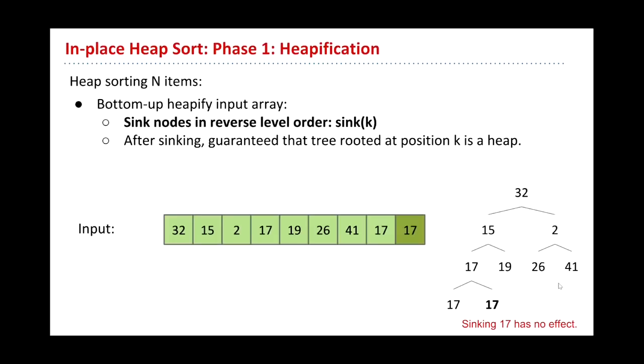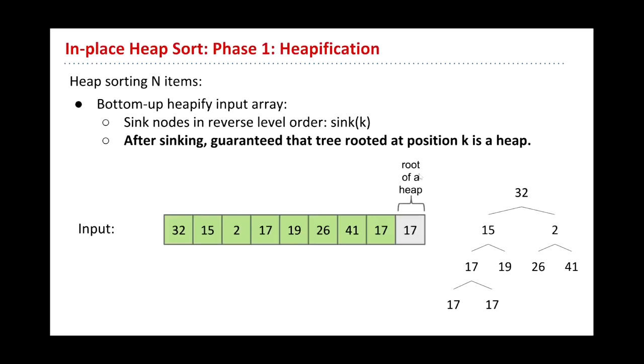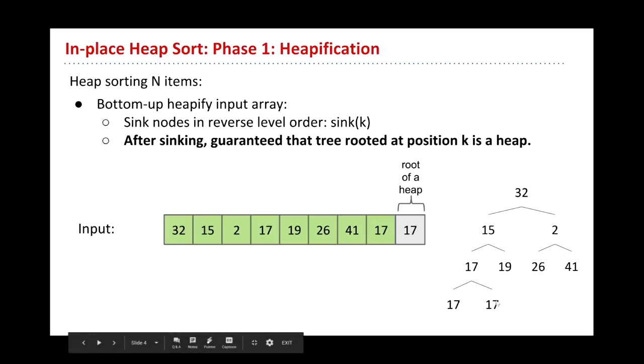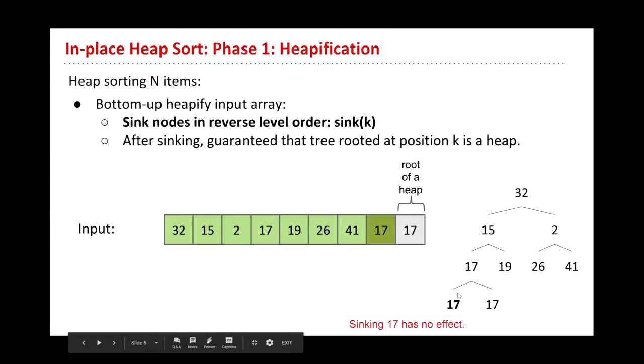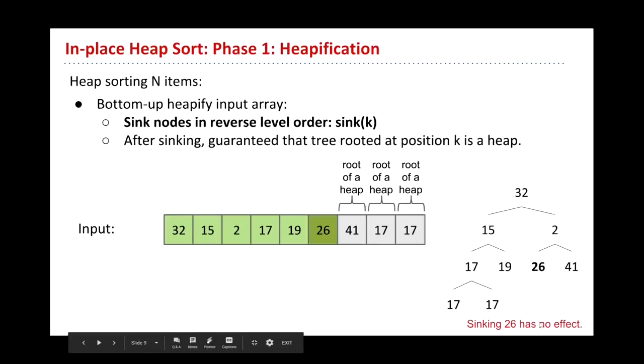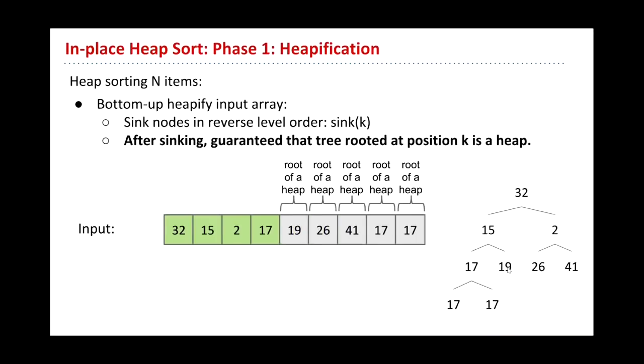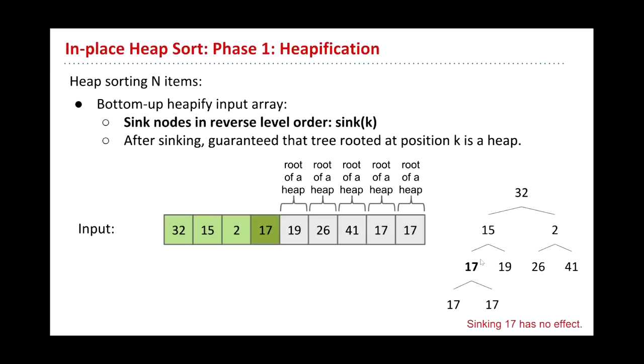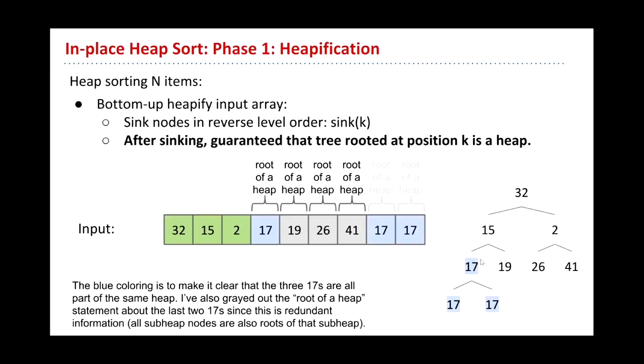So if I sink 17, it has no effect. There's nowhere to go. So I hope you agree with me that 17 is the root of a very small heap. 17 here, if we sink that, what happens? Nothing. What about when I sink 41? Nothing. When I sink 26, nothing. When I sink 19, nothing. So those are 5 little baby heaps. Now finally something will happen, maybe. When I sink 17, what happens? Nothing. Well, that's also the root of a heap.